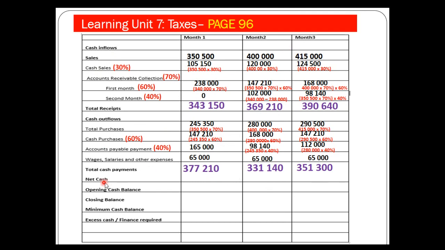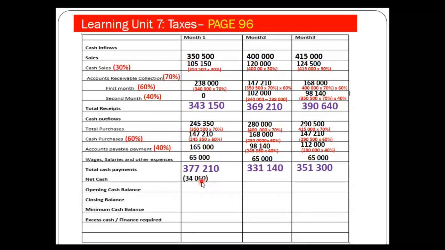And after doing that, we need to find our net cash. Our net cash is the difference between the total cash receipts and the total cash payments. So if you say 343,150 minus 377,210, I get how much?